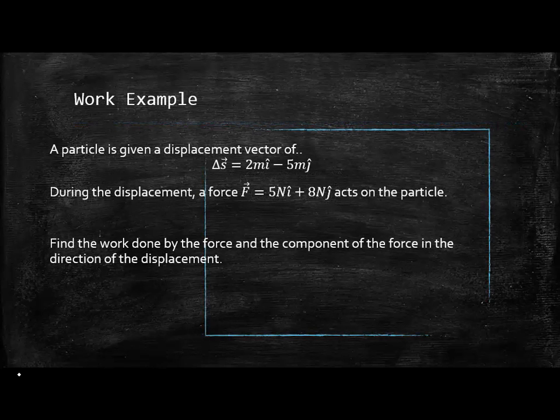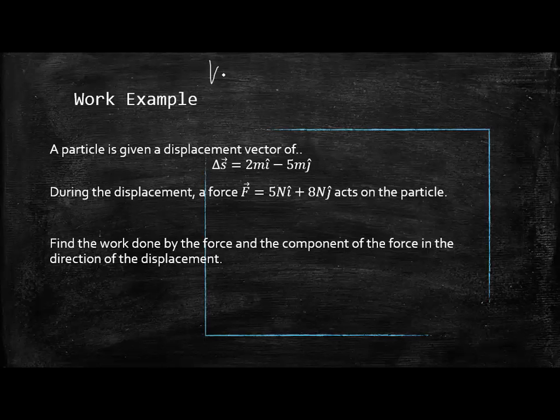Okay, so now let's take a look at how to use dot product if you're dealing with vectors for your force and your displacement. So now we're actually going to use our dot product to find our work. A particle is given a displacement vector of change in s as 2m i minus 5m j, and then a force is acting on the object during this displacement of 5N i plus 8N j. So find the work done by the force and the component of the force in the direction of the displacement.